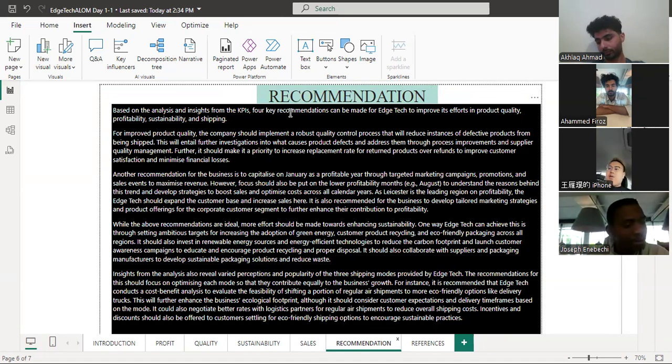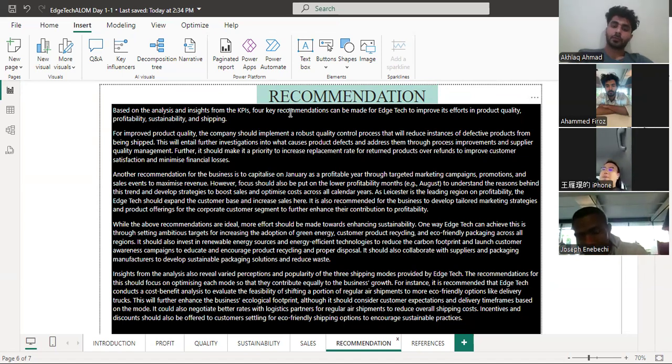Okay, I will talk about the recommendations for the CEO. Since a comprehensive understanding of the KPIs has been presented, we would now wish to present the recommendations that the CEO should consider to bolster performance at HTech. First, we recommend that the CEO implements a robust quality control process that can be used to reduce instances of defective products and increase customer satisfaction.